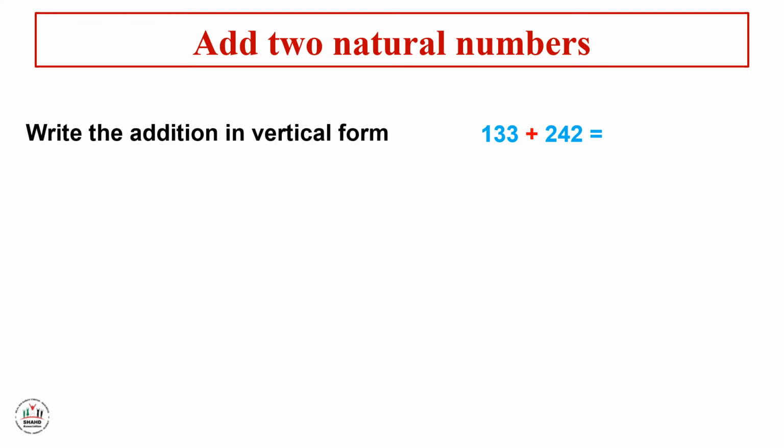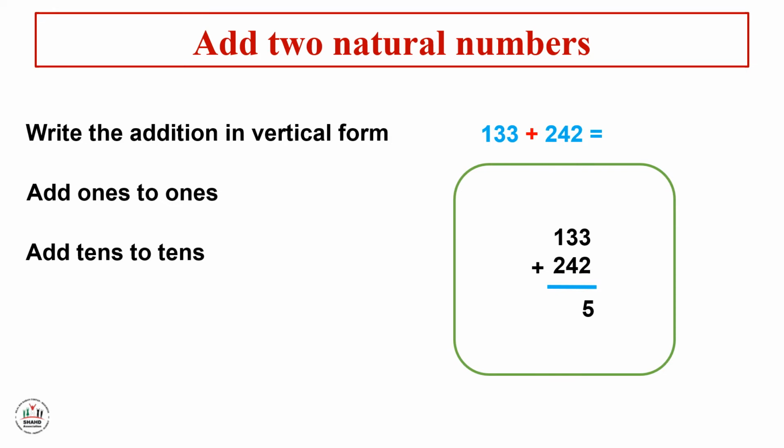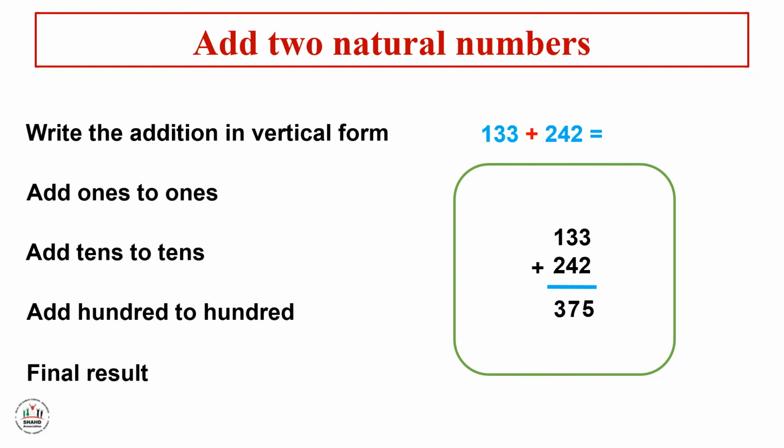Add two natural numbers. 133 plus 242. The first step, write the addition in vertical form. Let's write it. We write it like this. The second step, add ones to ones. Here, we want to add ones to ones, so 3 plus 2 is equal to 5. The third step, add tens to tens. So 3 plus 4 is equal to 7. And the fourth step is add hundreds to hundreds. So 1 plus 2 is equal to 3. And the last step is final result. So the answer is 375.